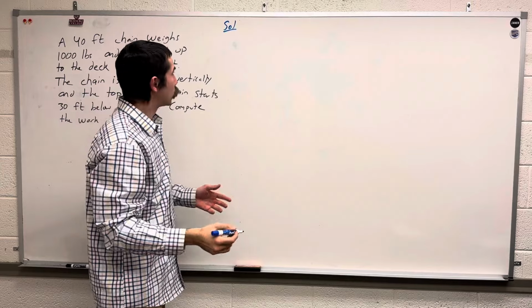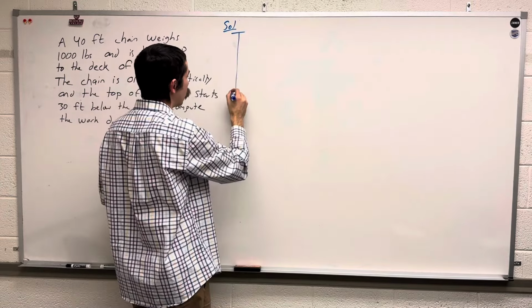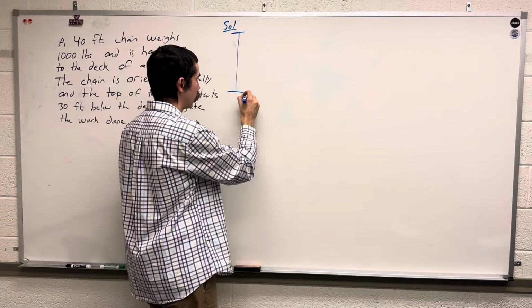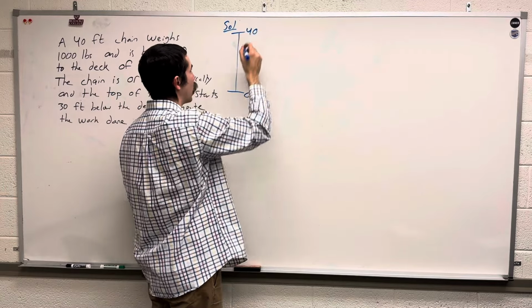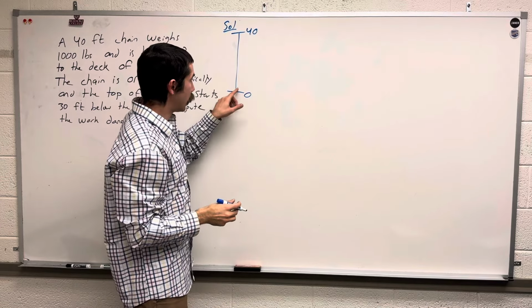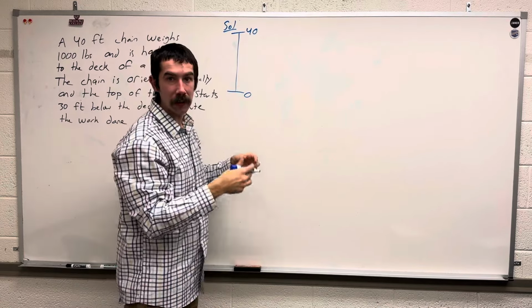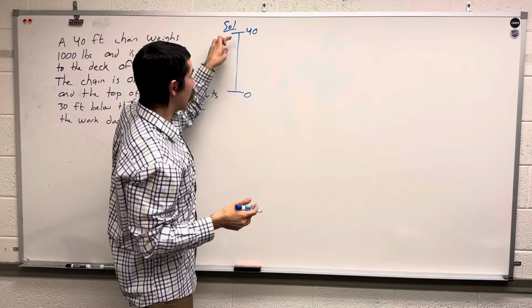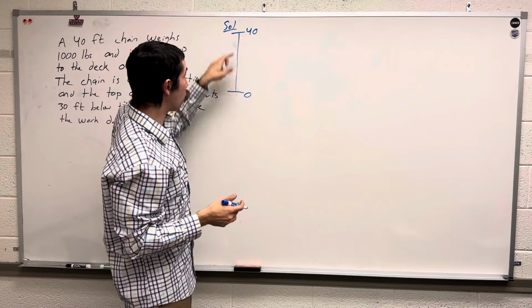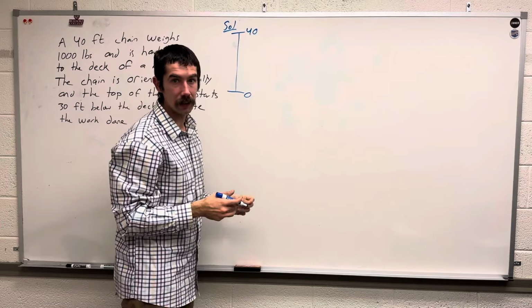So how I'm going to start is I'm going to take our chain and say the bottom of the chain corresponds to x equals 0. The top of the chain corresponds to x equals 40. Now notice different parts of the chain have to travel different distances. The top of the chain is only going to have to travel 30 feet, where the bottom is going to have to travel 40 feet plus an additional 30 feet.